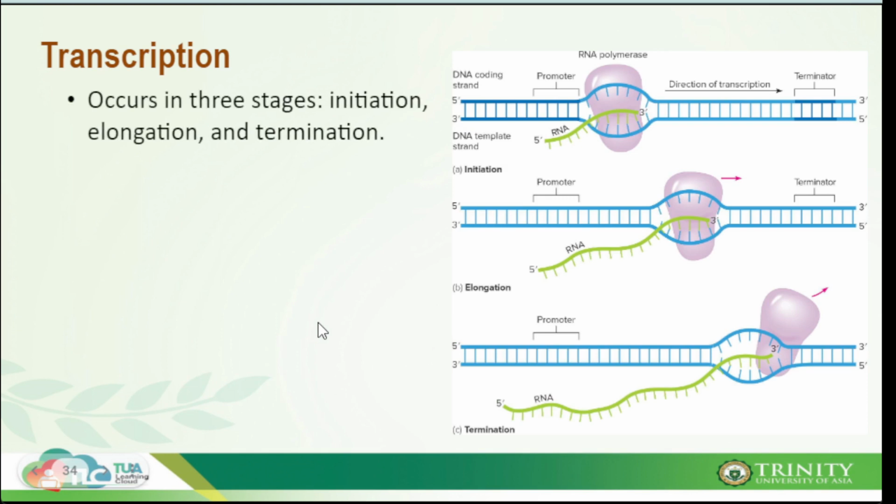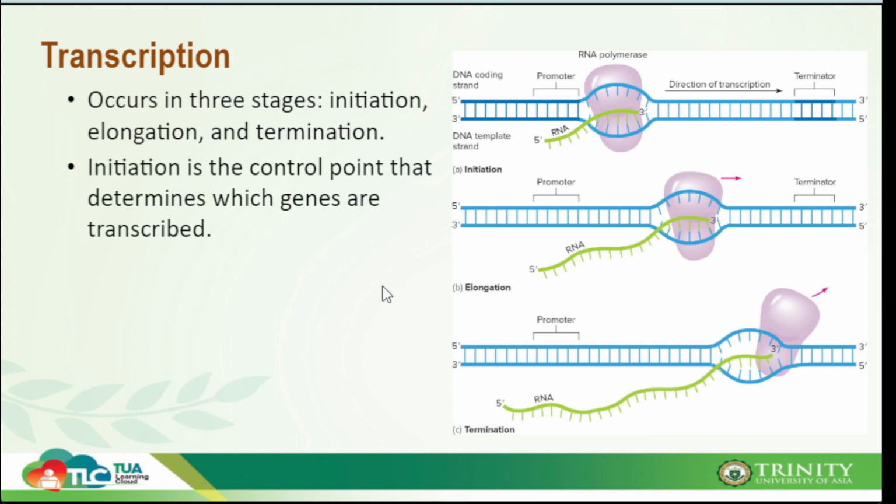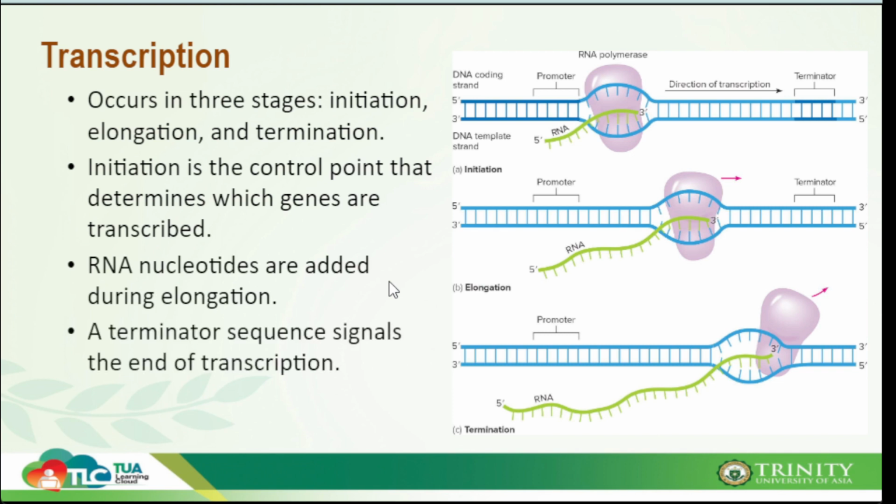So, your transcription occurs in 3 stages. Initiation, again started by your RNA polymerase, and then elongation of your mRNA, and then termination of that mRNA. So, initiation is the control point that determines which genes are transcribed. Okay? Initiation determines anong part ng DNA yung ikakopy. And then RNA nucleotides are added during elongation. And then lastly, terminator will signal the end of transcription.